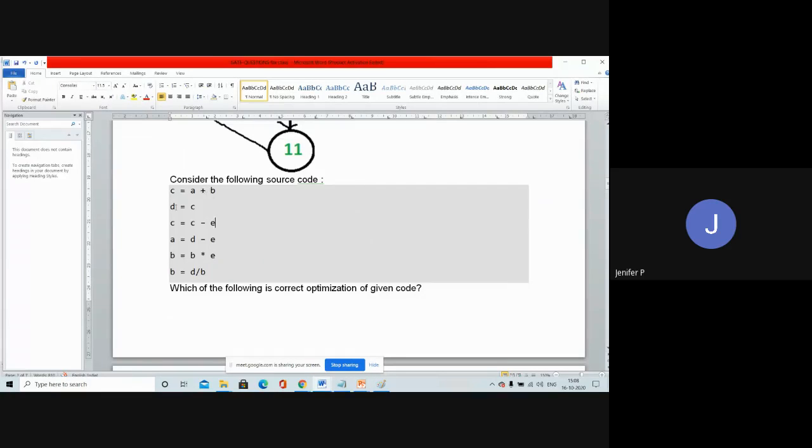So C is equal to A plus B, D is equal to C, and the next one is C is equal to C minus E. But D equal to C, and the statement, according to common sub expression elimination, that can be eliminated. So see here, C equal to A plus B.